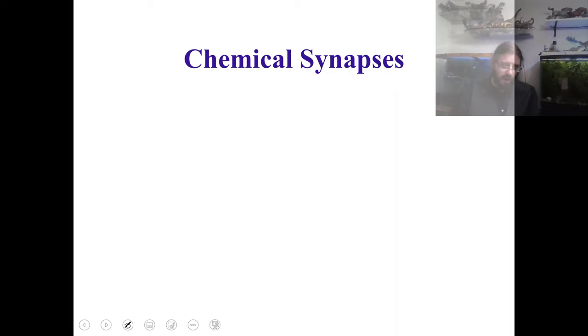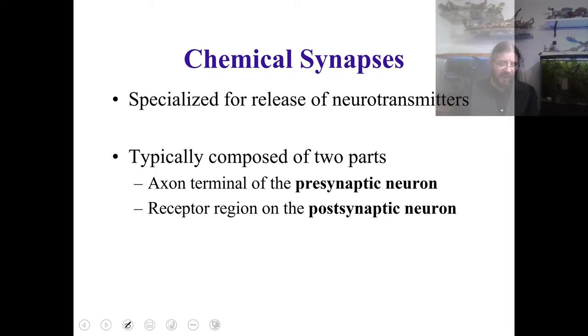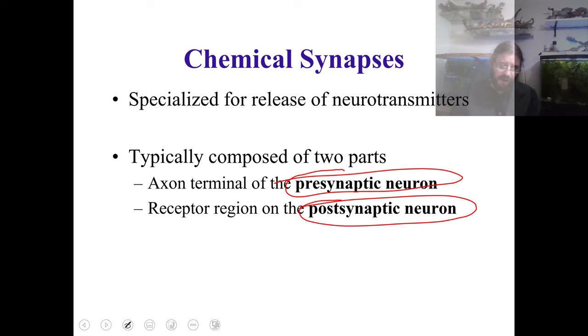Okay, chemical synapses specialized for release of neurotransmitters. We talked about that. Axon terminal is the presynaptic neuron. Receptor region is the postsynaptic neuron. Literally talked about that already. This is just the vocab where we were talking about the vesicles that get released into the synapse. The vesicles are in the presynaptic neuron because it's before the synapse. The receptors that bind to the neurotransmitters are in the postsynaptic neuron because that neuron is after the synapse. So we go across the synapse from presynaptic to postsynaptic. Ta-da!